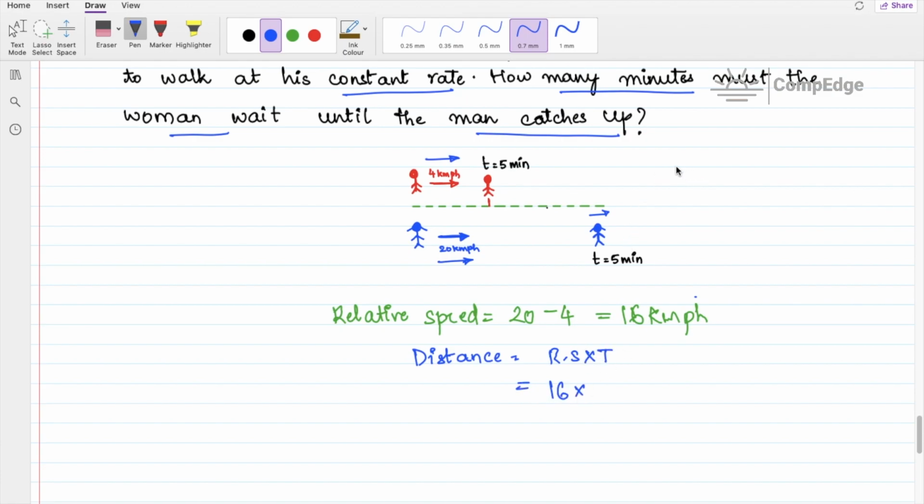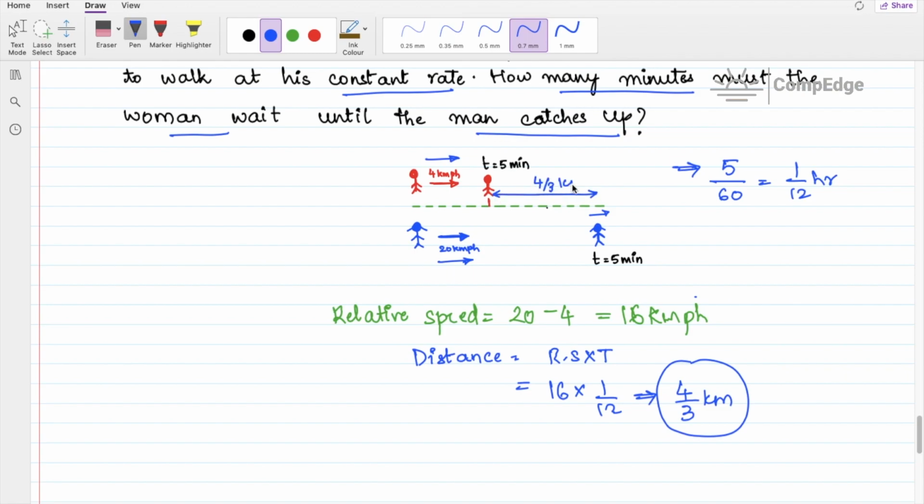So let us convert 5 minutes into hours. So 5 by 60. So this will be 1 by 12th of an hour. So I can write this as 1 by 12. So from here we will get 4 by 3 kilometers. So the man has to cover 4 by 3 kilometers. So from here till here, it is 4 by 3 kilometers. So now the man has to alone travel this 4 by 3 kilometers in order to catch up with the woman.